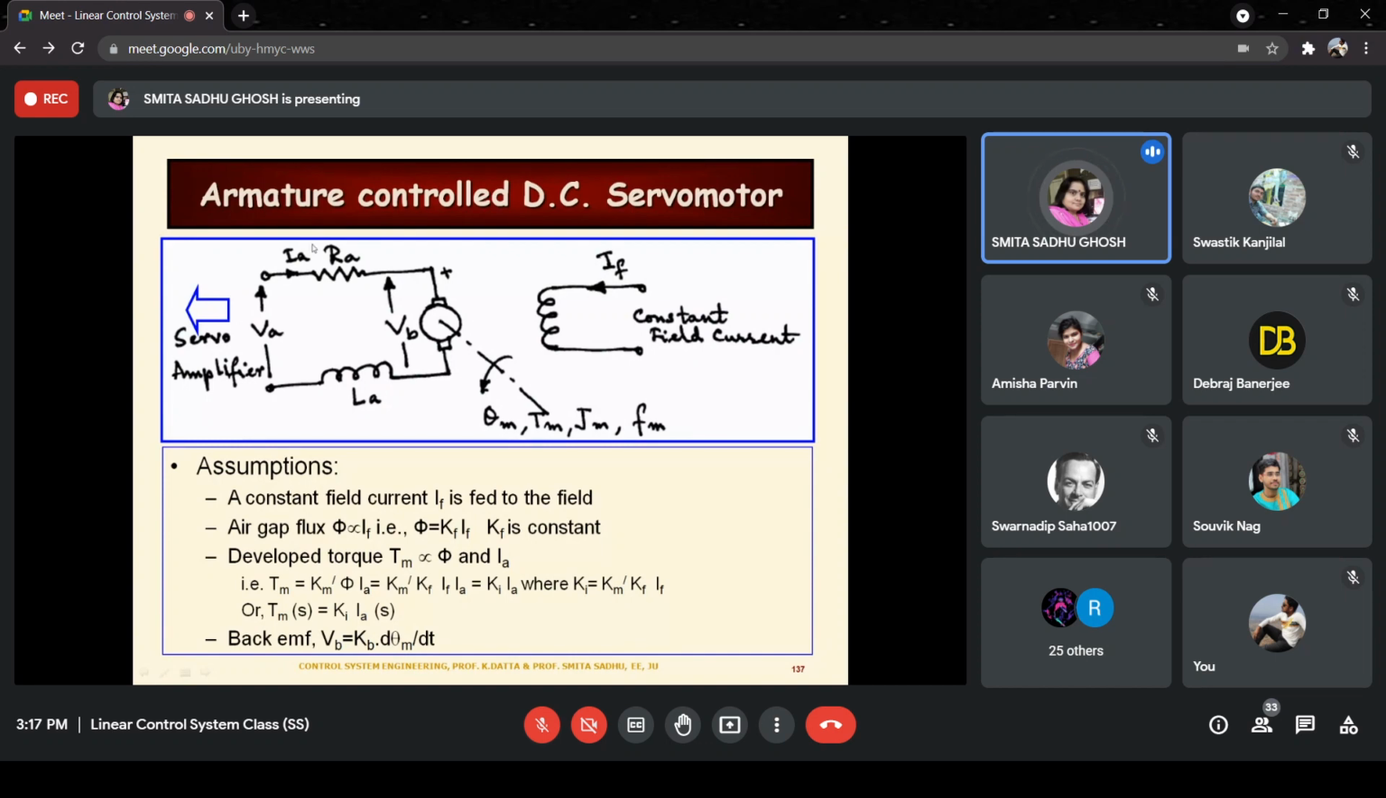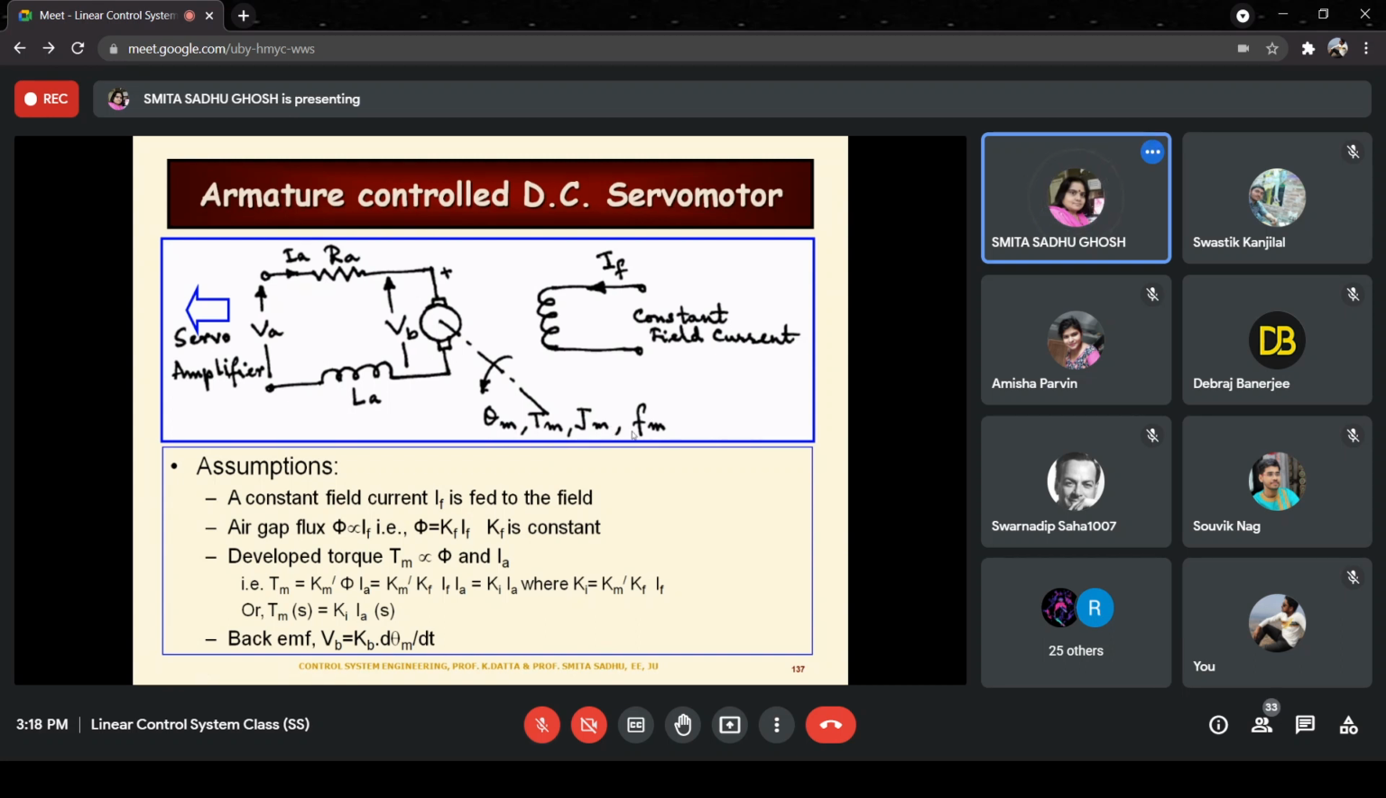Apart from that, again, the parameters of the armature are denoted as RA for the armature resistance and LA for the armature inductance, and Vb is denoting the back EMF across the armature. The armature, you can see, is drawn over here. The shaft again is shown by the dot dashed line, and theta m is the angular position of the shaft, Tm being the torque developed, Jm and Fm being respectively the moment of inertia and the viscous friction coefficient, right?